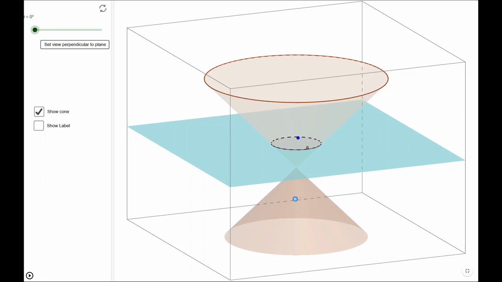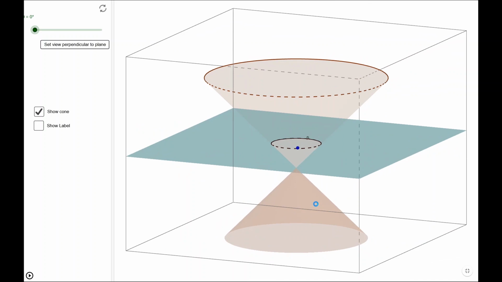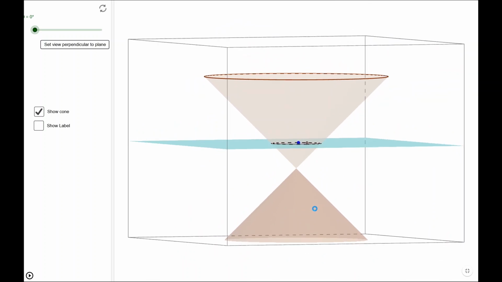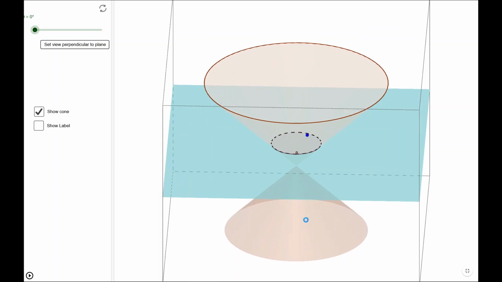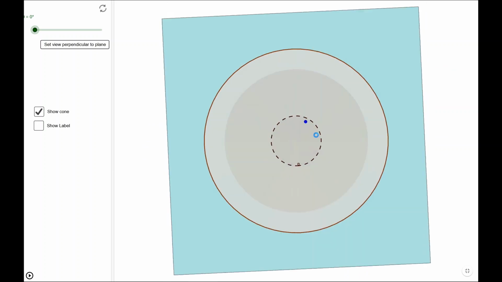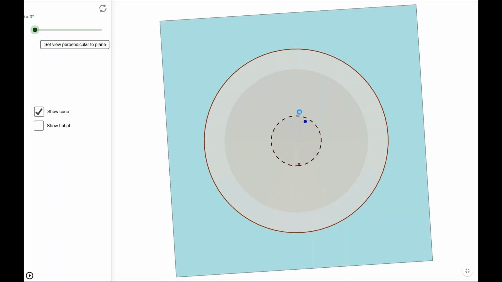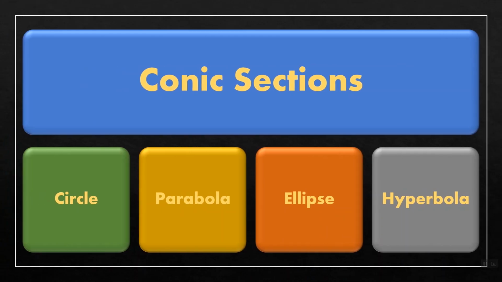Now, the conic section that we get when the sheet is like this, horizontal, is actually a complete circle. Now we're looking at the cone from the top. This is a complete circle. So this circle now is the first of the conic sections. That's why the first one of the conic sections is a circle.